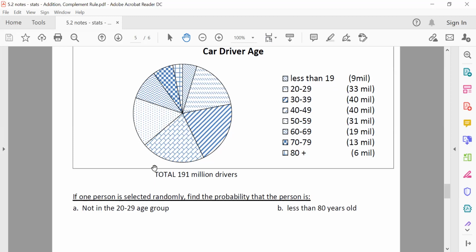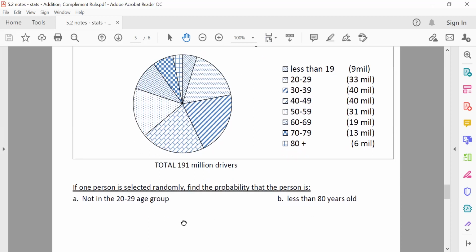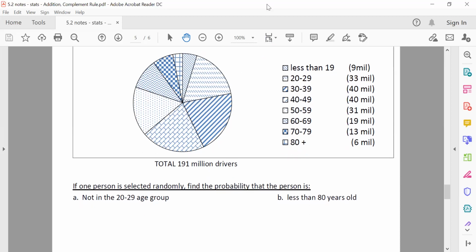If one person is selected at random, find the probability that the person is not in the 20 to 29 age group. So the first thing we're going to have to do is find the probability that they are in the 20 to 29 age group. I'm going to have to add these all up, though, so I know what the totals are. So 9 million plus 33 million plus 40 million plus another 40 plus 31 plus 19 plus 13 plus 6. There's 191 million total drivers.